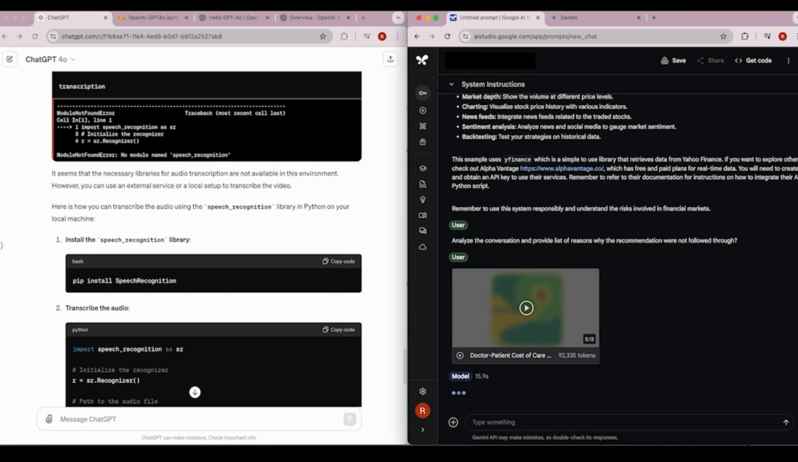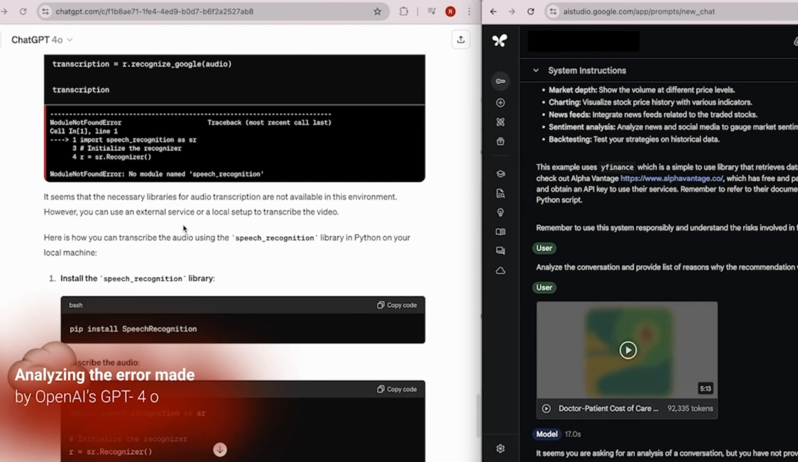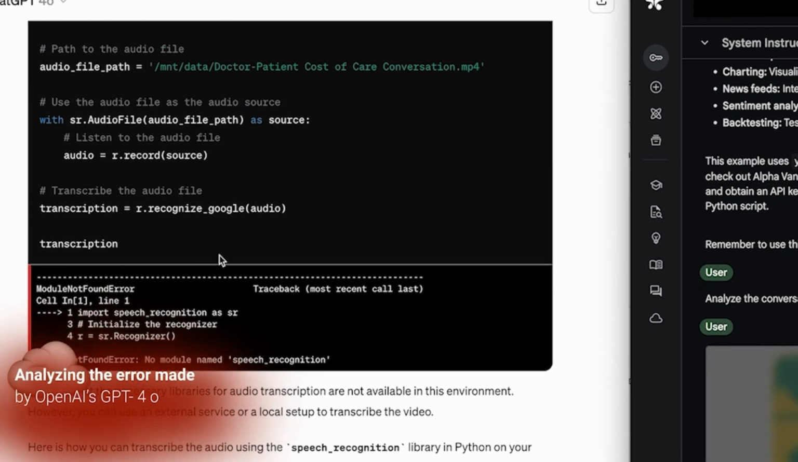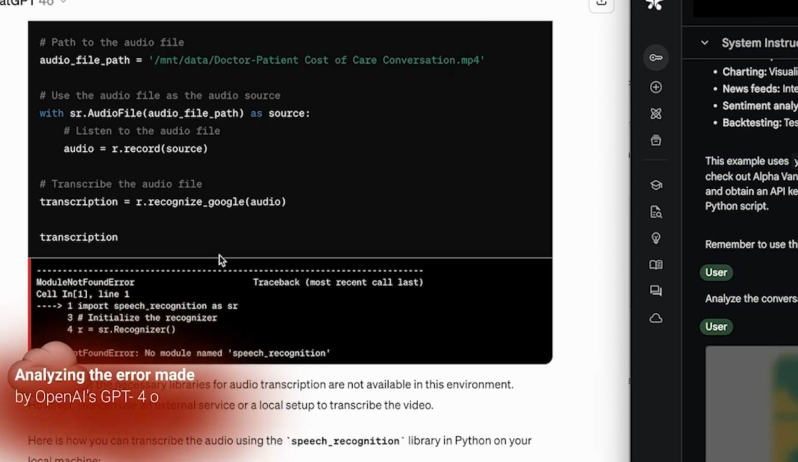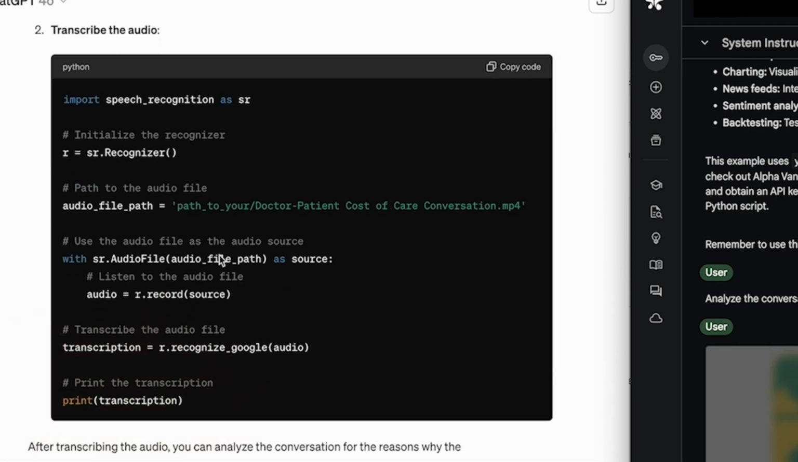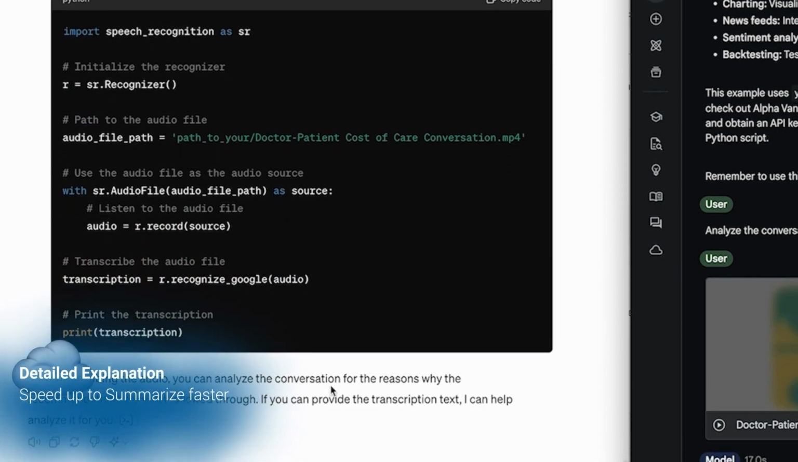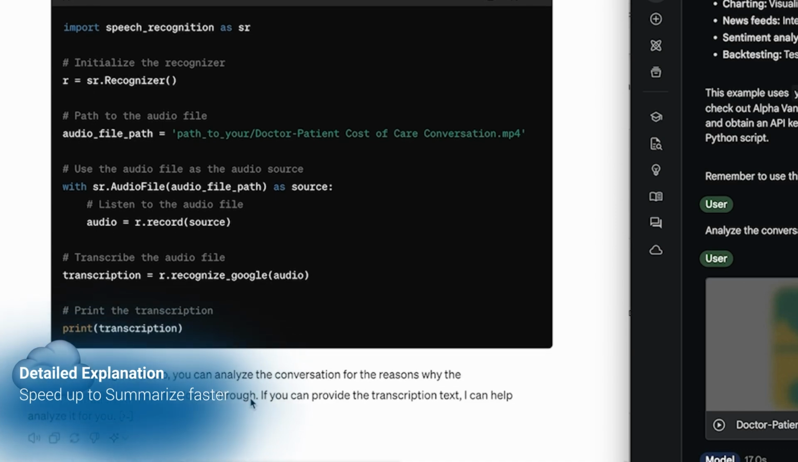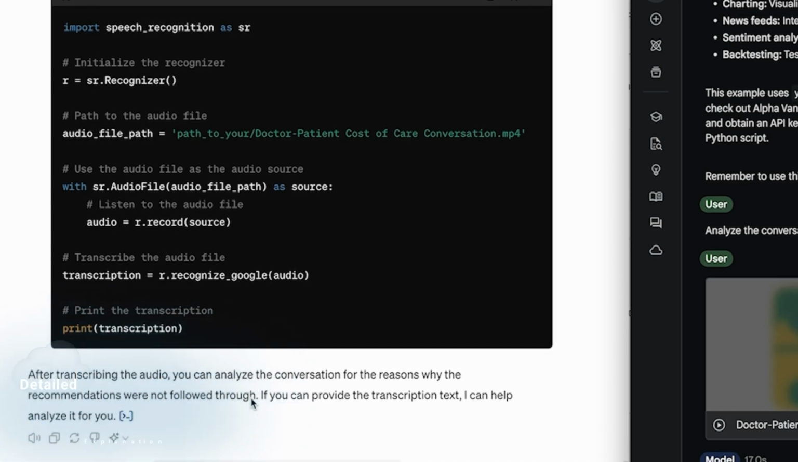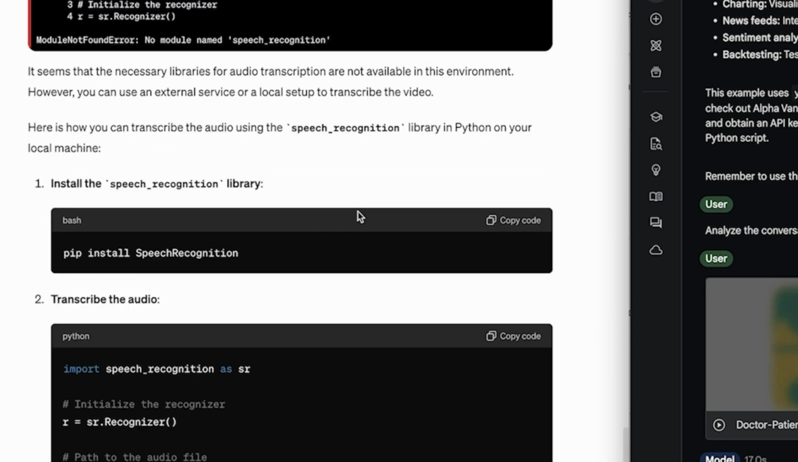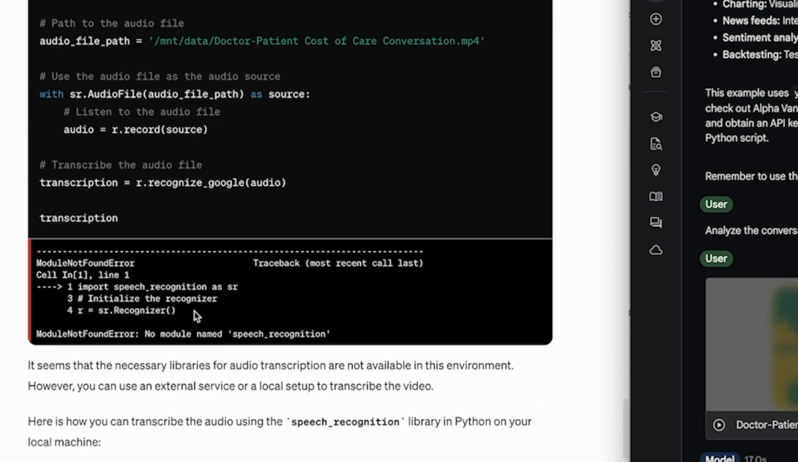So GPT-4 tried to analyze, and it seems it has failed on the audio file. It couldn't recognize the conversations for the reasons why the recommendations were not followed through. As you can see, the model is not able to run the code. I believe the error is saying that the module is not found. The speech recognition module is not found.